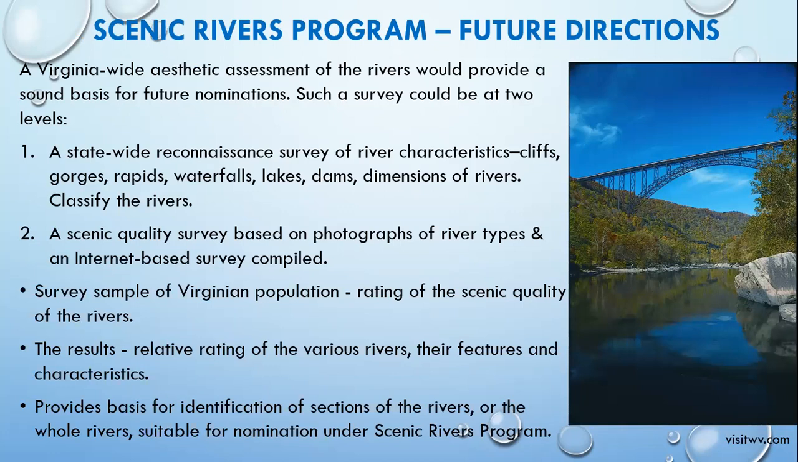And what I'm suggesting is that a Virginia-wide aesthetic assessment of rivers would provide a sound basis for future nominations. Such a survey could be at two levels. Firstly, a statewide reconnaissance of the river characteristics in all their dimensions. And secondly, a scenic quality survey based on photographs of the river types and an internet-based survey compiled. Then using this survey to sample the Virginian population to rate the scenic quality of the rivers, and the results would provide relative ratings of the various rivers, features and characteristics. Provide a basis for identifying sections of the river or whole rivers that would be suitable for nomination under the Scenic Rivers Program.